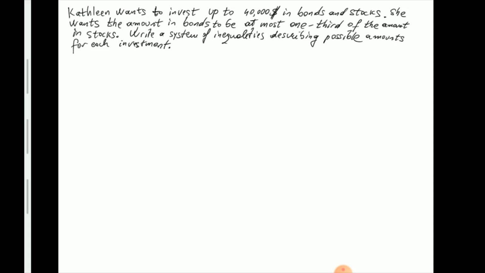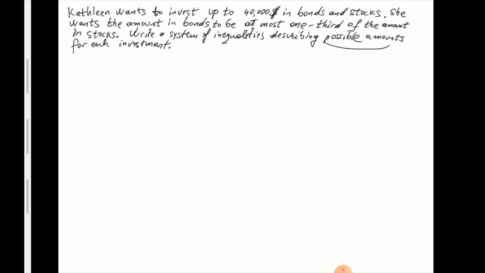Kathleen wants to invest up to $40,000 in bonds and stocks. She wants the amount in bonds to be at most 1/3 of the amount in stocks. And the question is to write a system of inequalities describing possible amounts for each investment. Once again, be very careful and make sure you recognize the words that describe the inequalities and the direction of the inequalities. So, obviously we're going to have two unknowns, right?